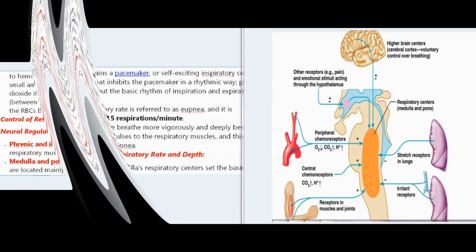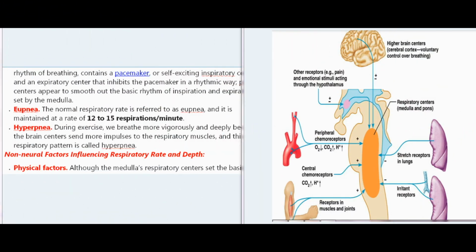The medulla, which sets the basic rhythm of breathing, contains a pacemaker, or self-exciting inspiratory center, and an expiratory center that inhibits the pacemaker in a rhythmic way. Pons centers appear to smooth out the basic rhythm of inspiration and expiration set by the medulla.